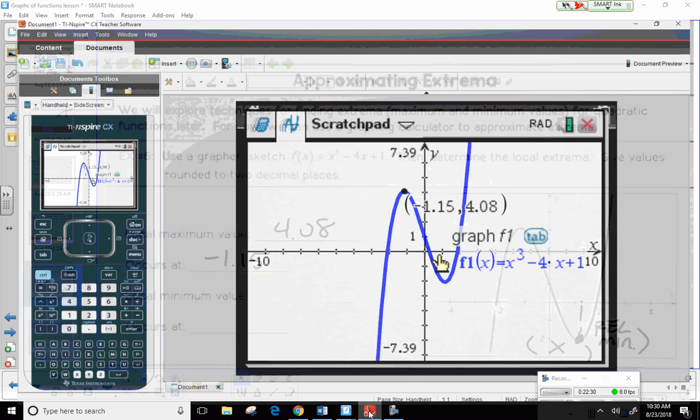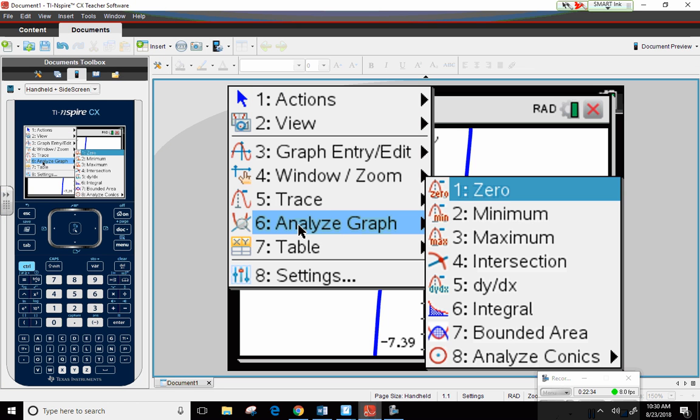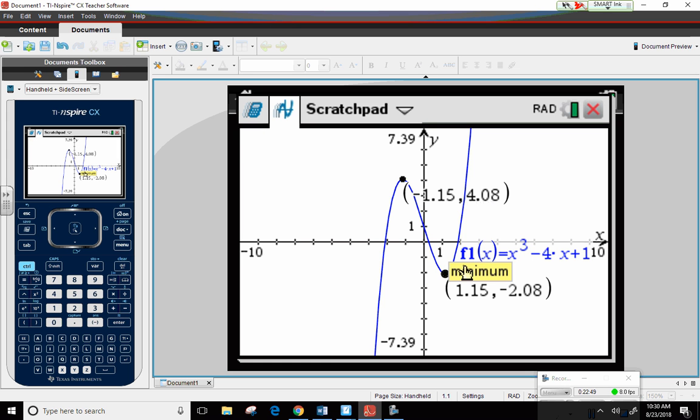So let's see. Let me come back over here. I'm going to go to menu, 6. This time I want the minimum. All right, and I'm just going to choose a place to the left. So, like let's say right there. So that vertical line is to the left of what I'm trying to find. Upper bound, just slide it to the right. Okay. So what's the minimum?